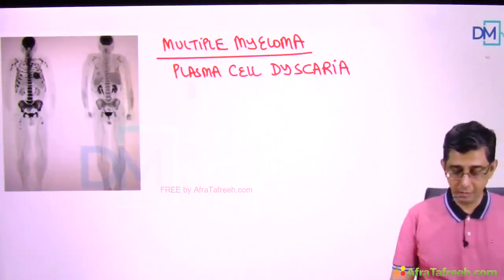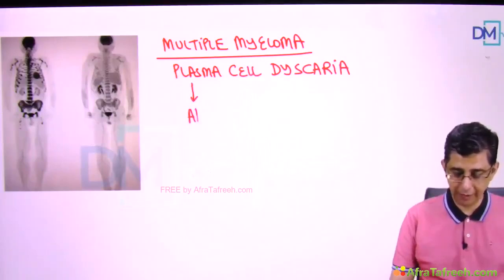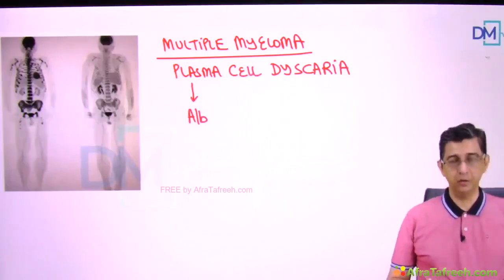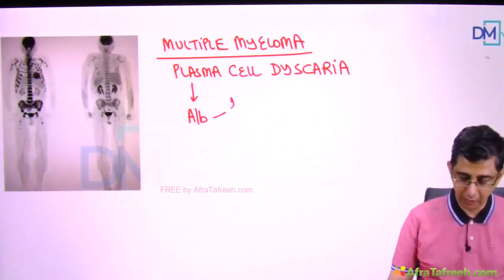Today we shall be talking about multiple myeloma, which is also called plasma cell dyscrasia. Let's study what is the problem in this particular patient, which would obviously be because of the overproduction of the light chains of antibodies. All of you are aware that antibodies have a heavy chain component and a light chain component.